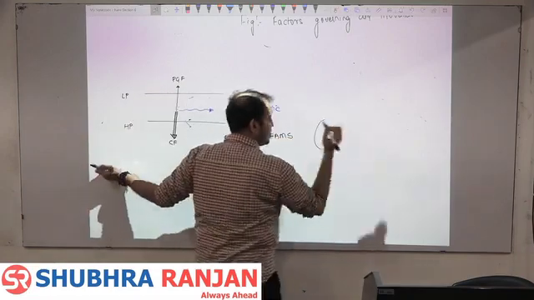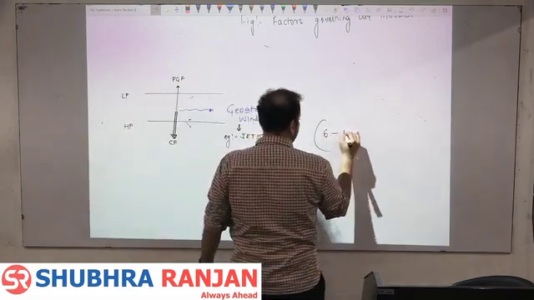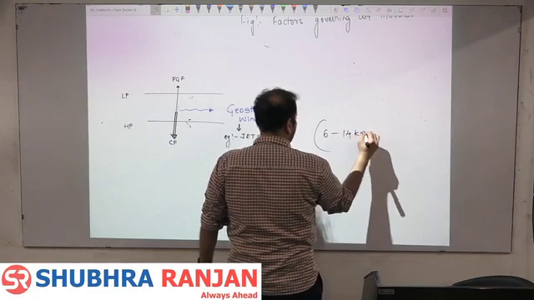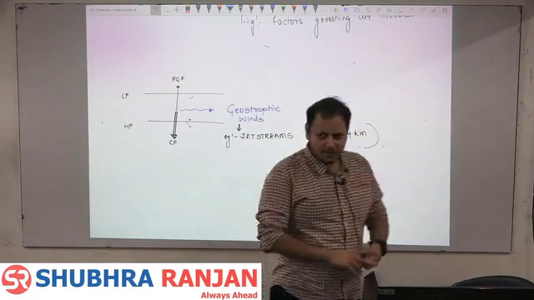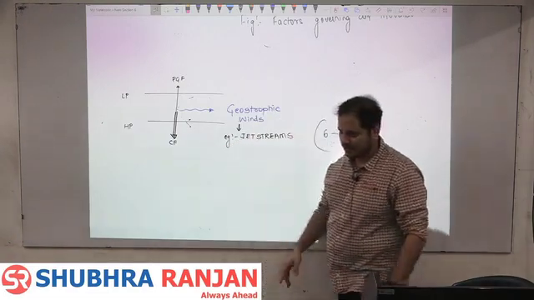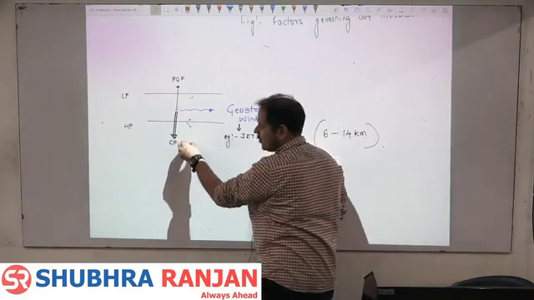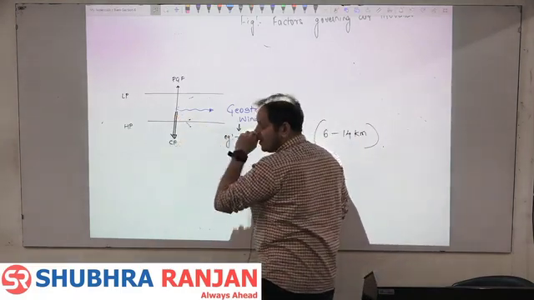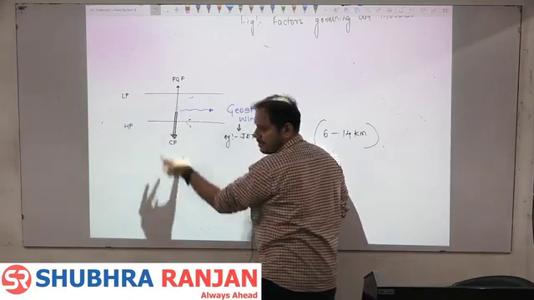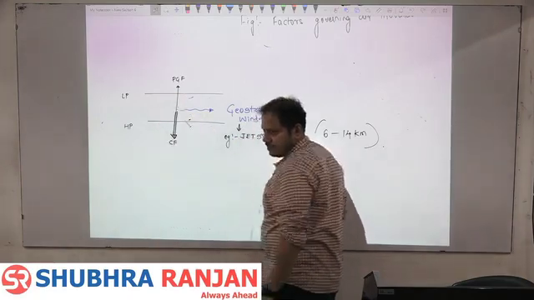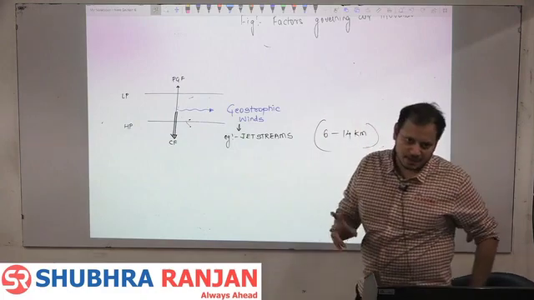Because jet streams are generally 6 to 14 kilometers away from the ground, which means there is no frictional force. Understanding? The speed increases, Coriolis force increases. Speed increases, Coriolis force increases. It increases to such an extent that both the forces try to balance each other.